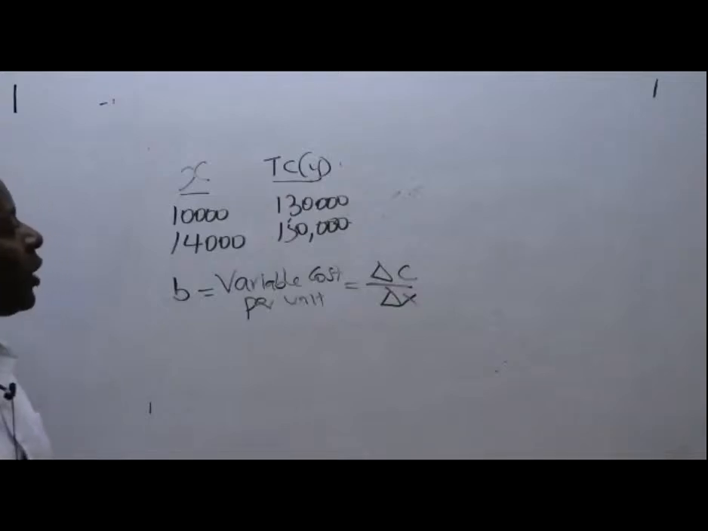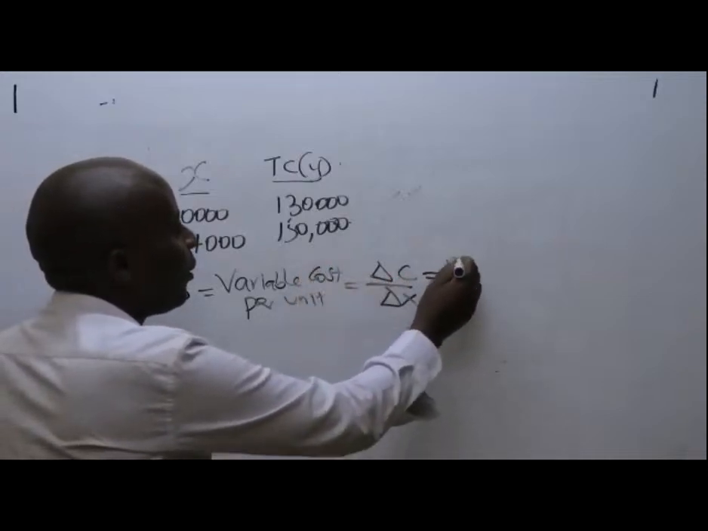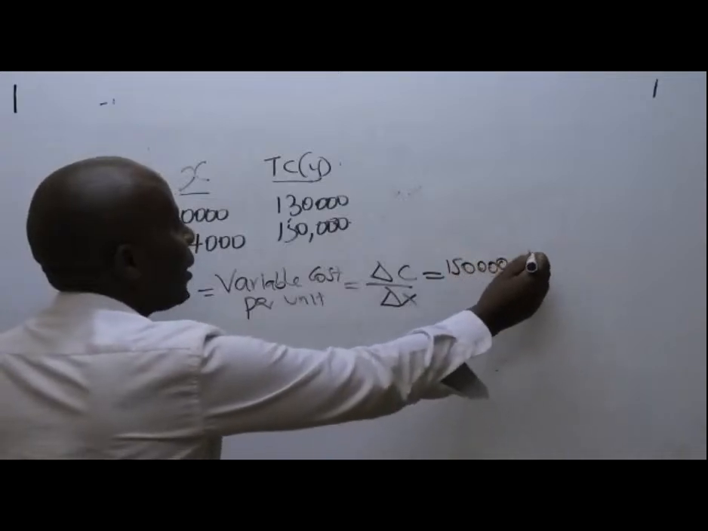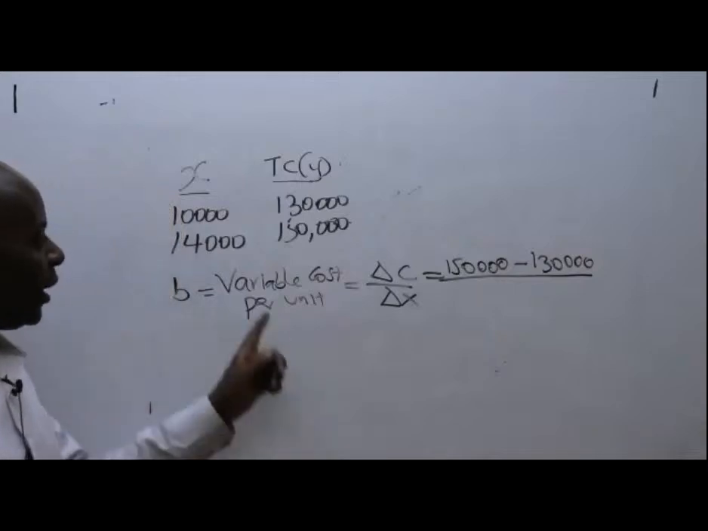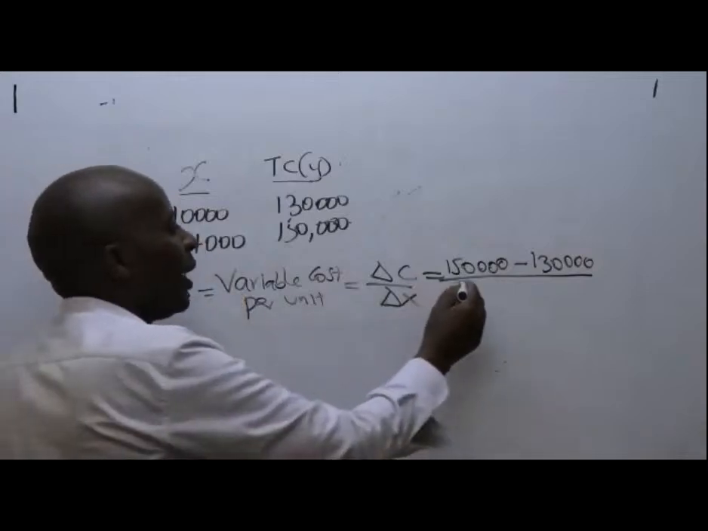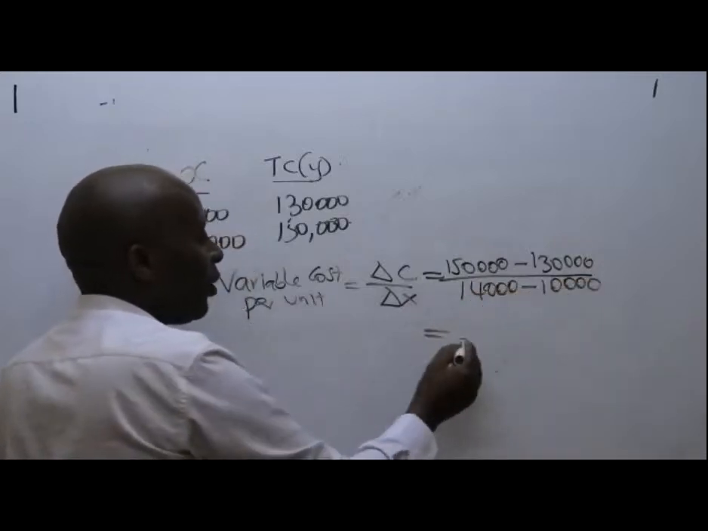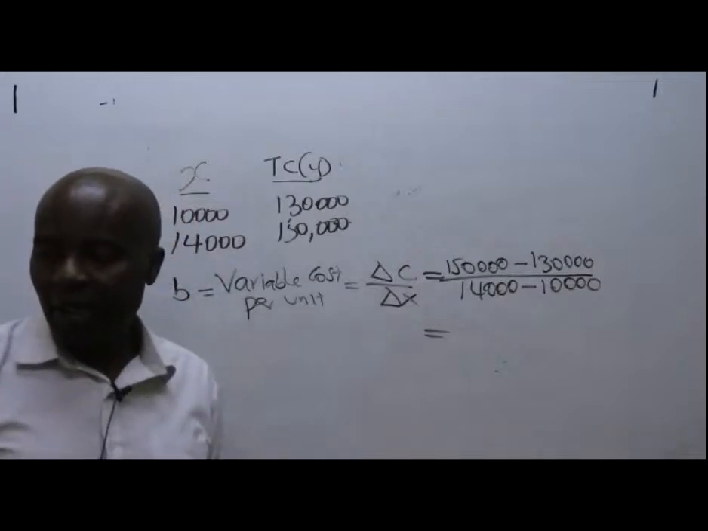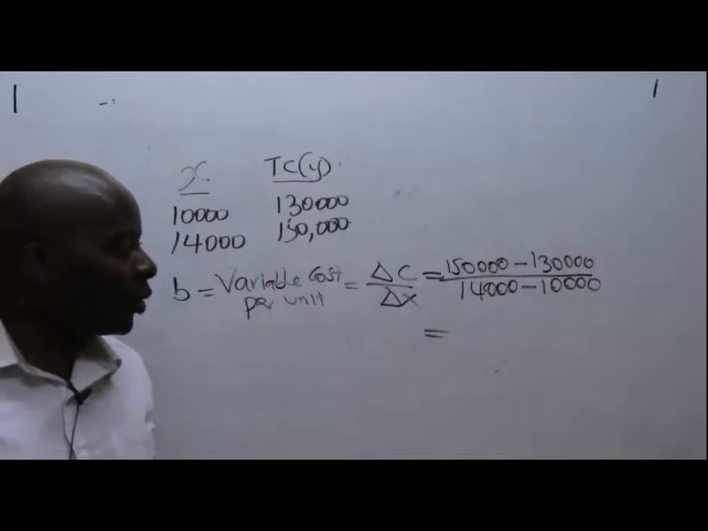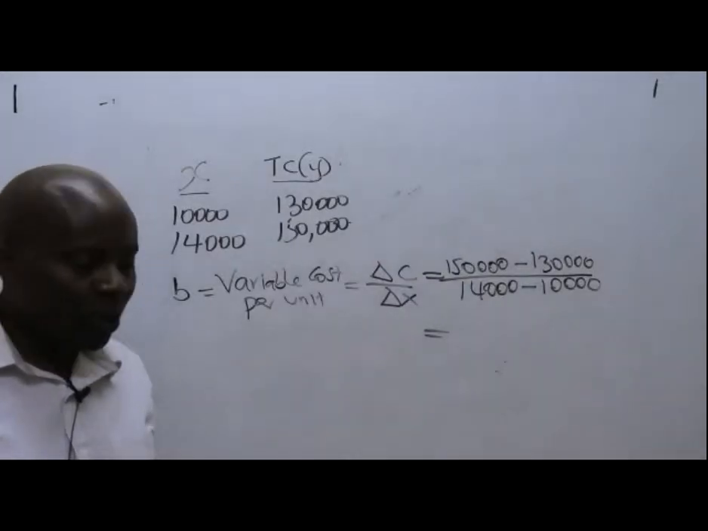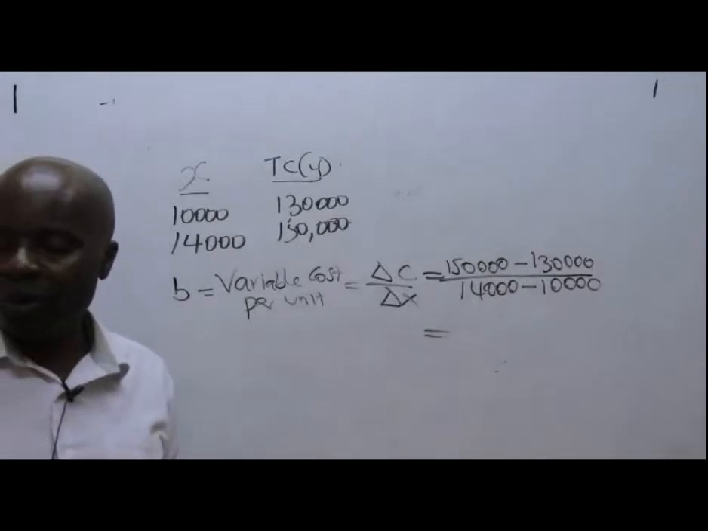So change in cost, I would want someone to come and subtract. We are talking of 150,000 minus 130,000 all over change in quantity. The quantity is 14,000 minus 10,000. At the end of the day, what shall we get? 150,000 minus 130,000 is 20,000. 20,000 divided by 4,000 will give me a variable cost of what here, somebody?